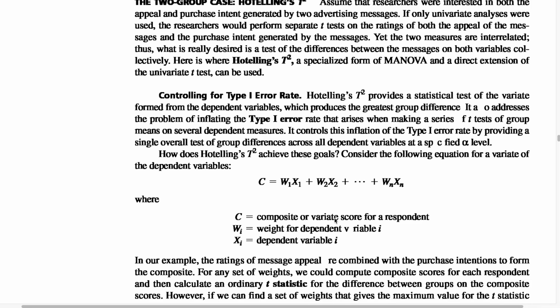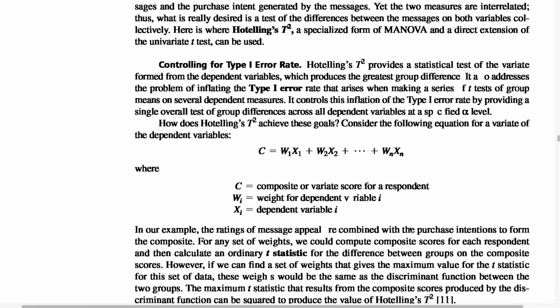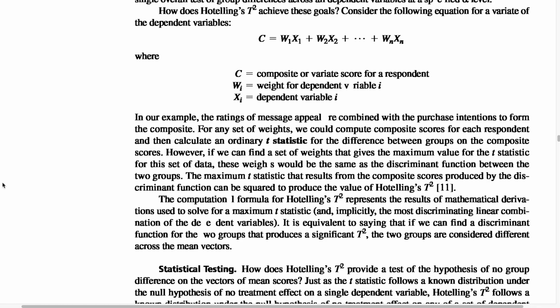Consider the following equation for a variate of dependent variables. C is equal to W1 X1 plus W2 X2 plus up to Wn Xn. What is C? C is a composite or variate score for a respondent. Wi is the weight for the dependent variable. Xi is the dependent variable. In our example, the rating of message appeal combined with the purchase intention form the composite.